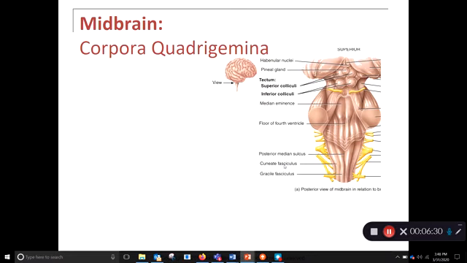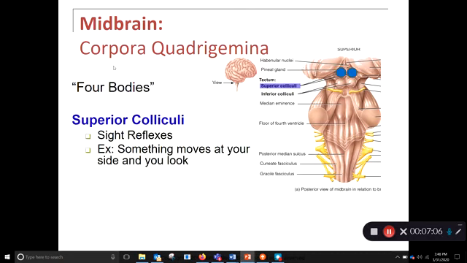Corpora quadrigemina, this is a useful area if you have decided foolishly to cross in the middle of the Serengeti all by your lonesome, especially at night. Let's break down that word real quick. Corpora means body, quad means four, gemina, some of you that are astrologists out there might notice that it sounds like Gemini, which means twins. You're literally saying the four twins body, or four bodies. So you've got twins there, and you've got twins below.